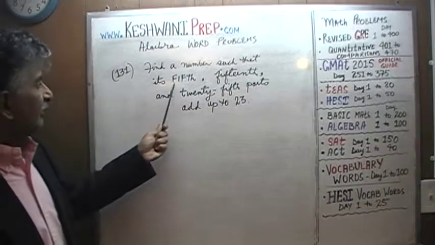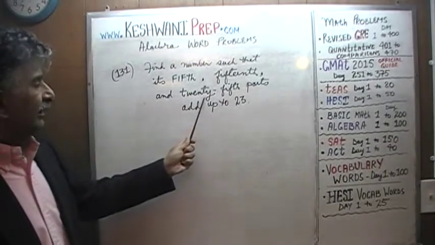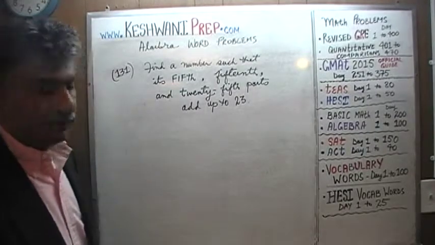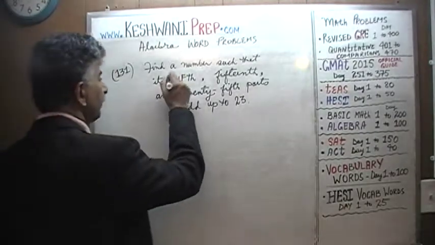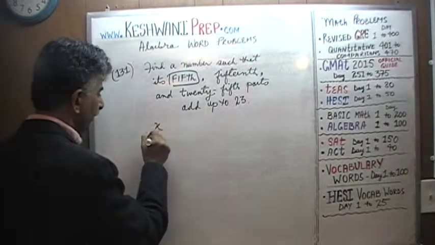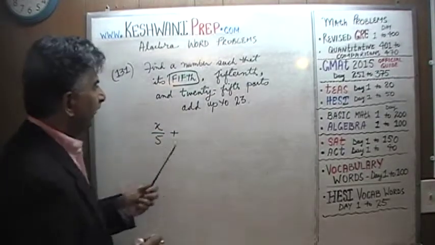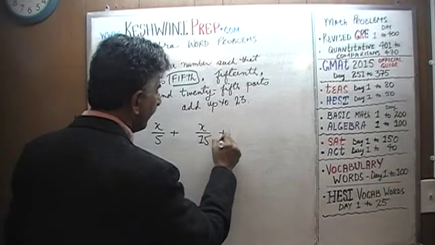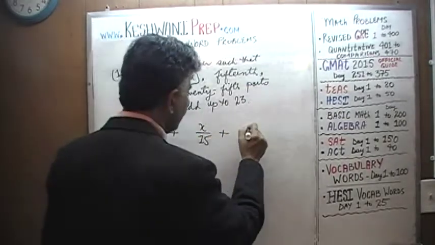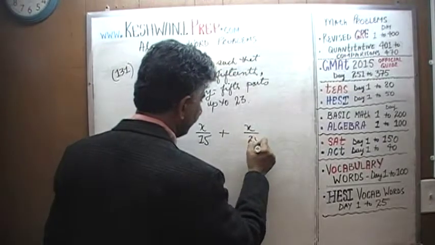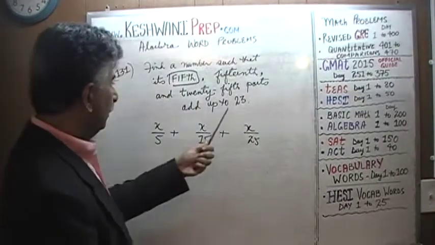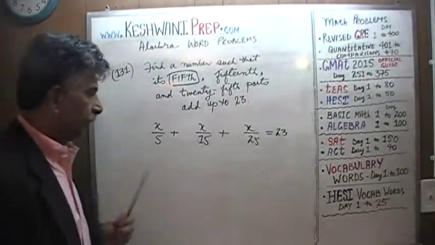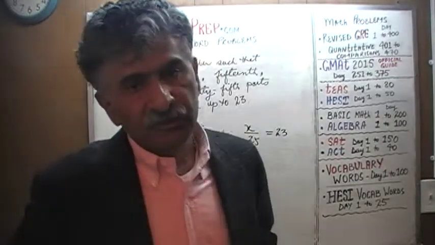It says, find a number such that the 5th, the 15th, and the 25th parts add up to 23. In other words, if you were to take the 5th of the quantity, let's call the quantity x, and add up the 15th of it, and then add up the 25th of it, we are told it should add up to 23. There is your equation. All we have to do is solve this simple, straightforward equation.